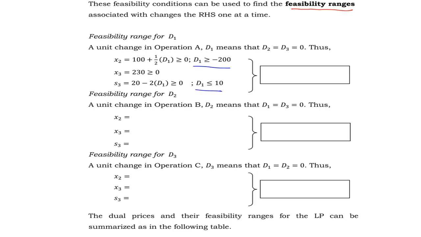Okay, so draw a real number line. Negative 200. Another one, D1 less than or equal to 10. So 10. Positive 10, okay.